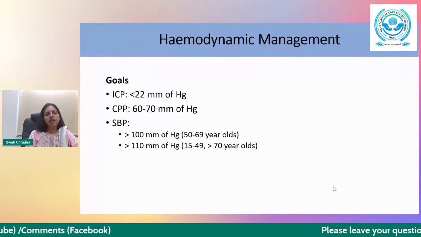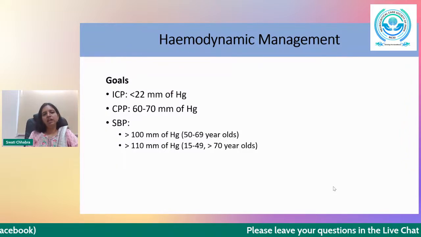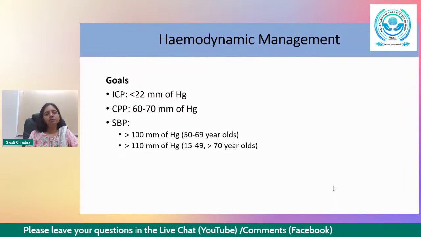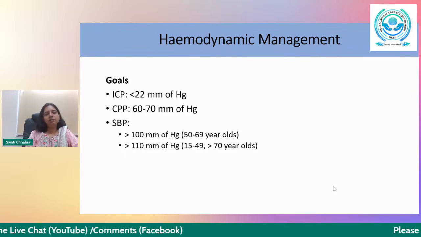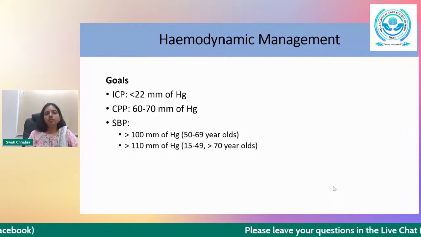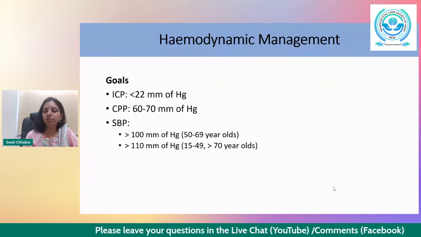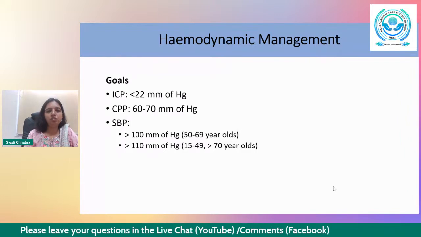So the goals, as mentioned in the Brain Trauma Foundation guidelines in 2016, are ICP less than 22 millimeters of mercury, cerebral perfusion pressure 60 to 70, with avoidance of cerebral perfusion pressure more than 70, and systolic blood pressure at least more than 100 to 110, depending on the patient's age and underlying pathologies.